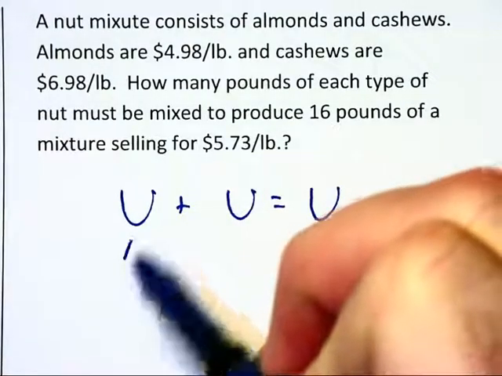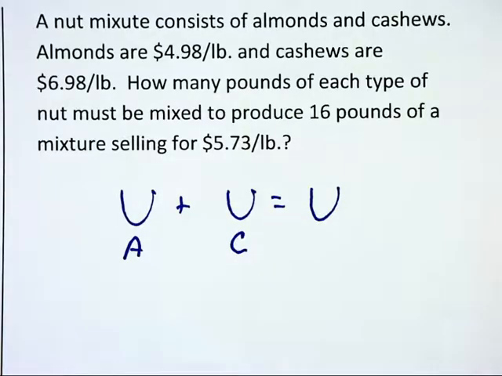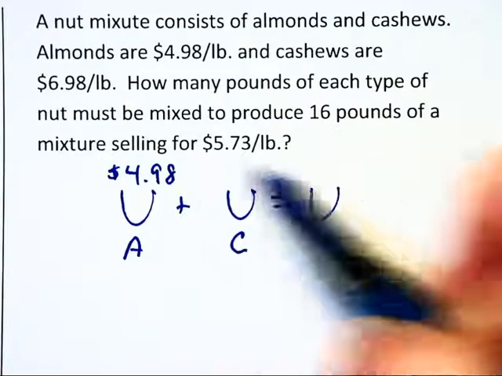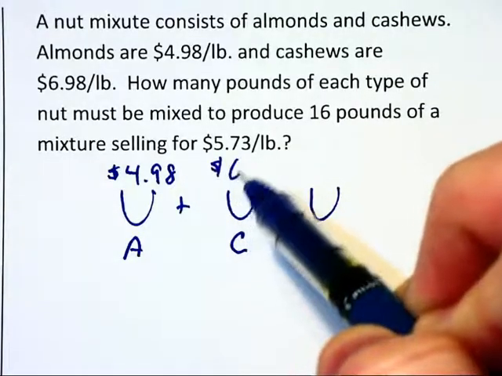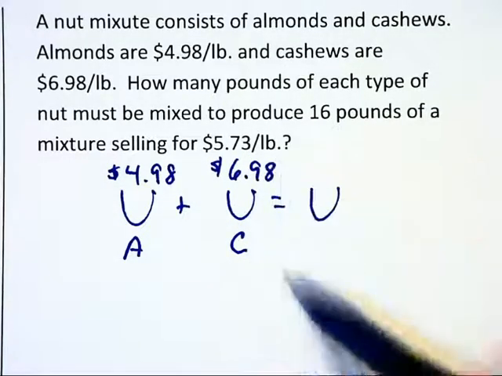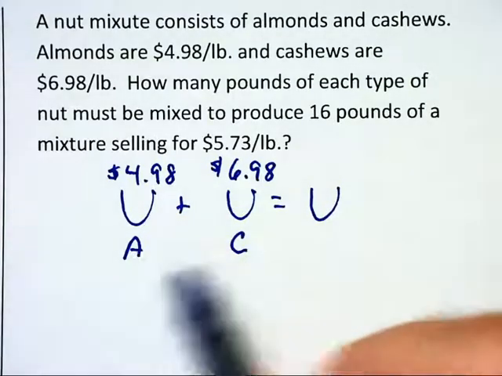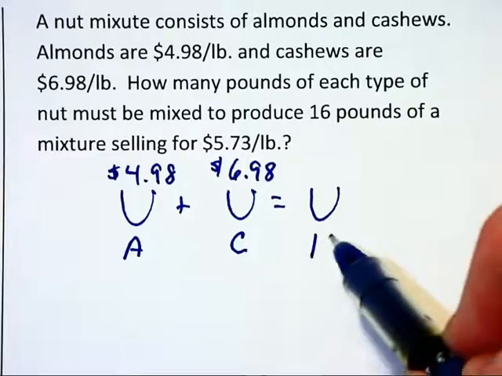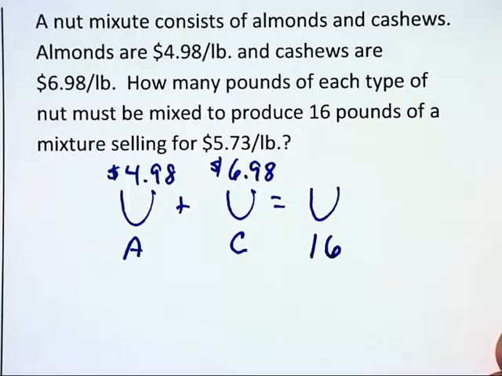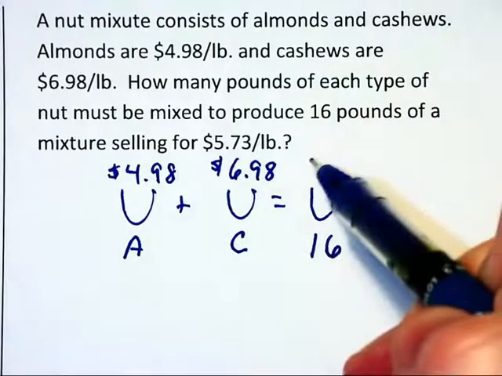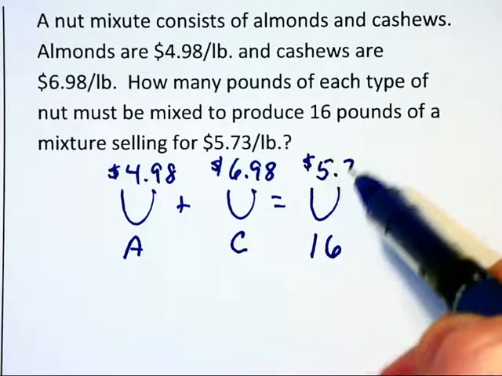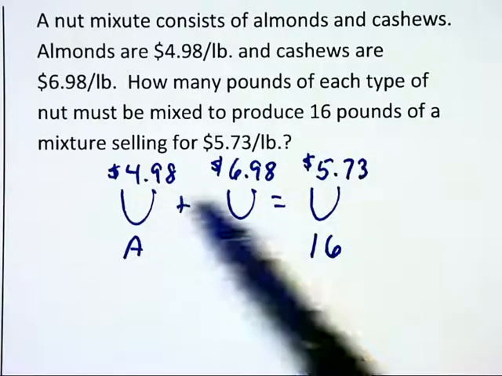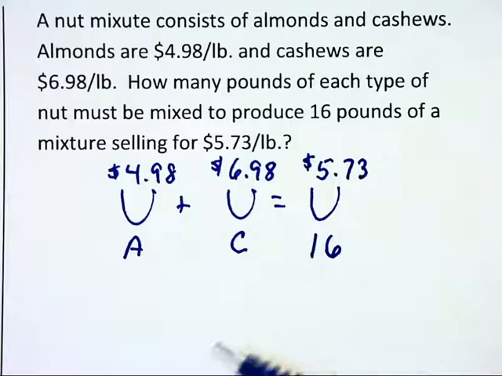So we're going to have almonds and cashews, which I will represent by A and C, for $4.98 for the almonds per pound and $6.98 per pound for the cashews. How much of each, that's what we're trying to solve for, must be mixed to produce 16 pounds, that's how much is in our mixture, of a mixture that sells for $5.73 per pound. Notice that this is a rate. Notice that it falls between the other two rates, which kind of makes sense.